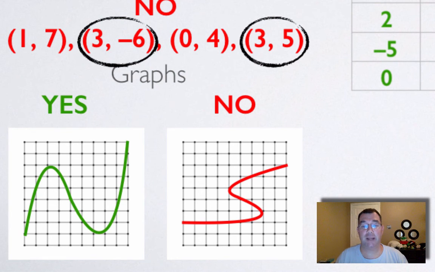But if I look at the red graph, for example, if I draw a vertical line here, it passes through the graph 3 times, which is way more than once, so I know that the red graph does not represent a function at all.